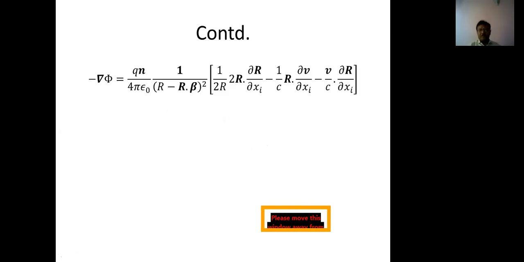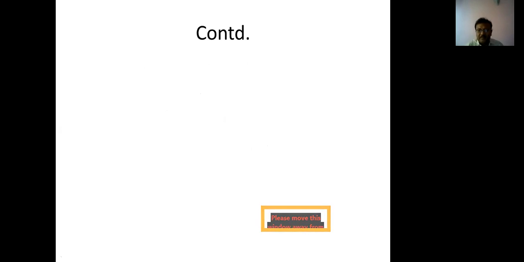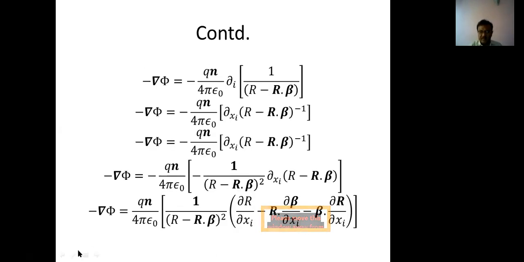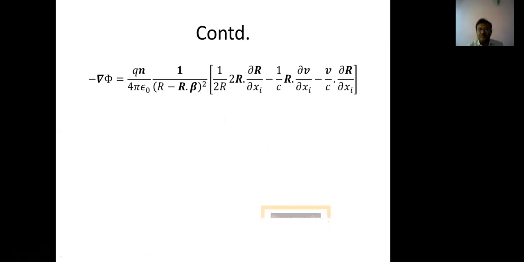We'll continue with this. Here again, look at ∂ by ∂xi, ∂r by ∂xi. This can be written this way. Everything is the same outside as a factor. So when you operate that, it will be 1 by 2r·∂r by ∂xi, minus 1 by c r·∂v by ∂xi minus v over c·∂r by ∂xi.